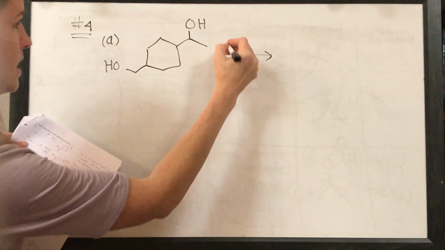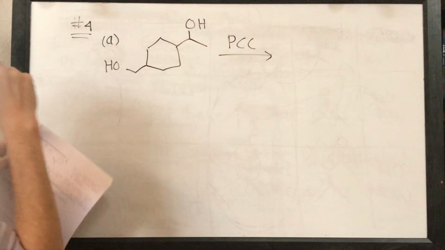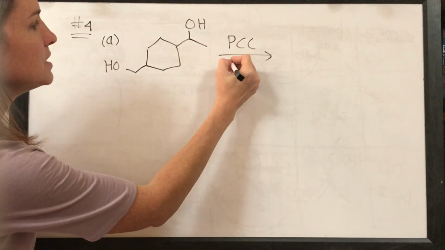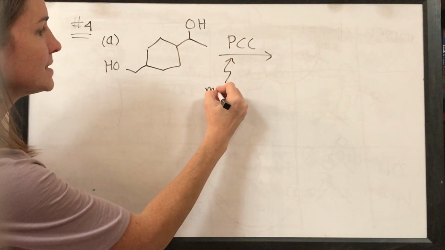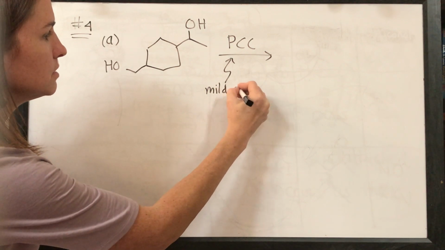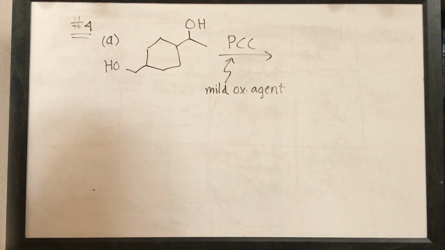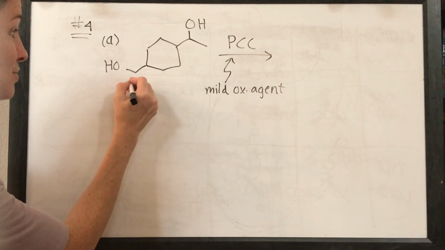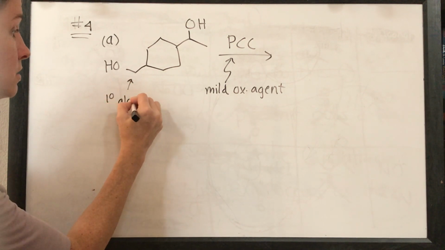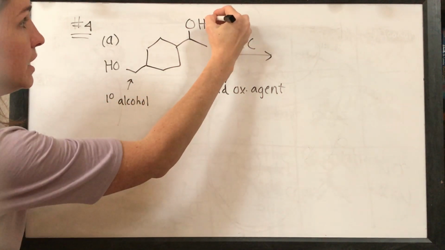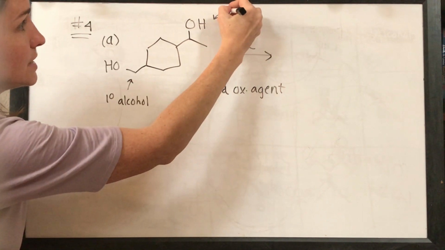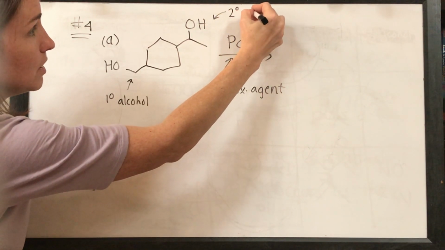So in A, we're using PCC. What you have to do in this reaction is to recognize that as a mild oxidizing agent, or a weak oxidizing agent, and to realize that it's only going to oxidize primary alcohols to the aldehyde stage. So notice here I have a primary alcohol. Over here, I don't really care what kind of oxidizing agent I have because it's a secondary alcohol.